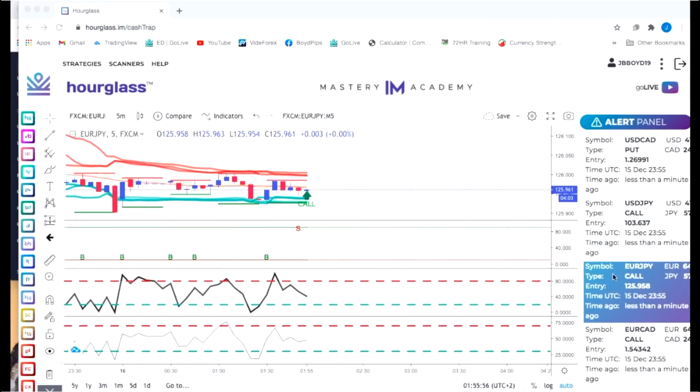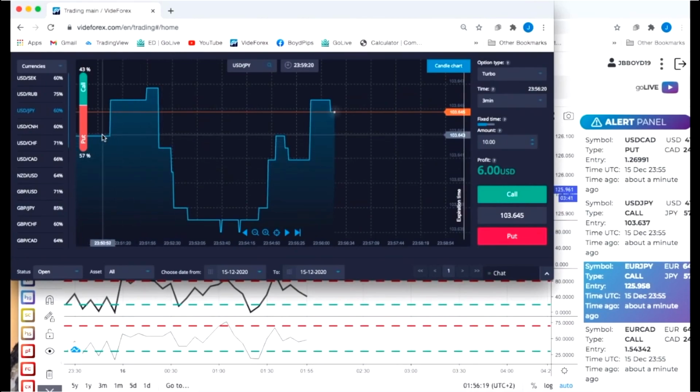Okay, so here we have another opportunity on the euro to JPY. It has given us a call option opportunity with an ideal entry of 125, and again we want to look at the last 3 digits of 958. And we're looking at a call option because the first digit in the currency strength meter is bigger than the second. So we'll go over to our broker and we'll look at that potential trade opportunity.